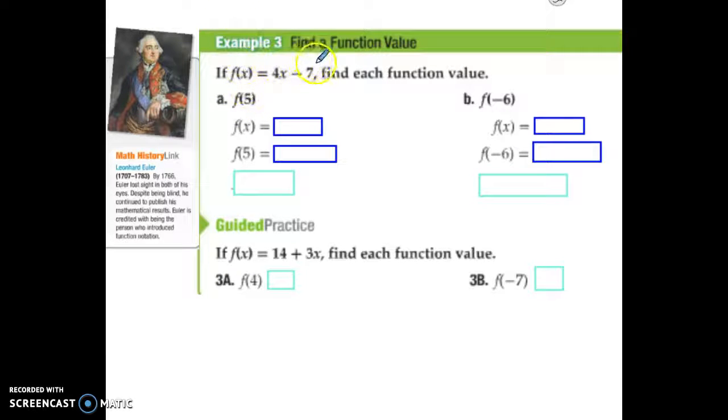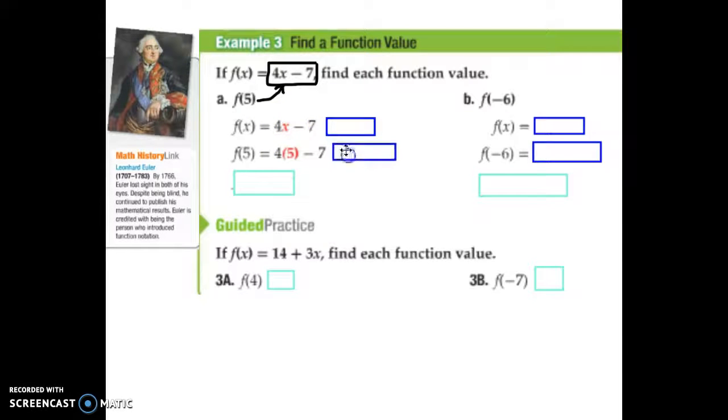Well, here's what it's telling me my machine should do. I'm plugging in 5 into it. What number should come out? Well, I'm going to plug in 5. I'm going to do 4 times 5 minus 7. I'm plugging 5 right there. 4 times 5 is 20. 20 minus 7 is 13. There's the function of 5, or f of 5.